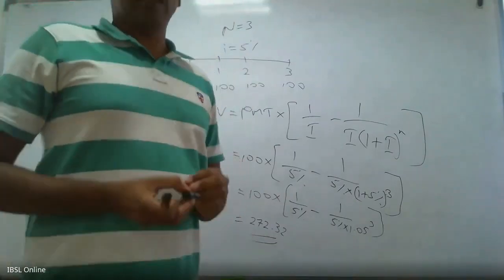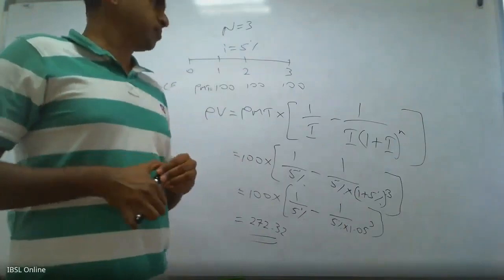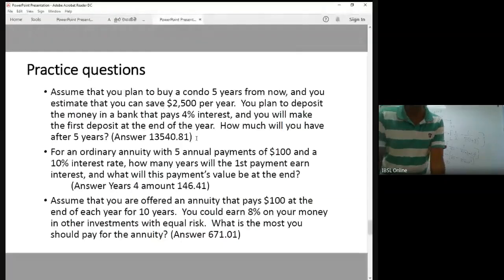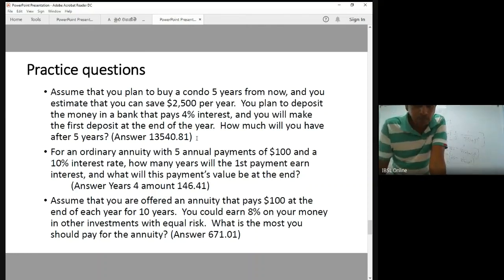To the practice questions. So let's try question number 1. Assume that you plan to buy a condo 5 years from now, and you estimate that you can save $2,500 per year. You plan to deposit the money in a bank that pays 4% interest, and you will make the first deposit at the end of the year. How much will you have after 5 years? Okay, so let's try this.